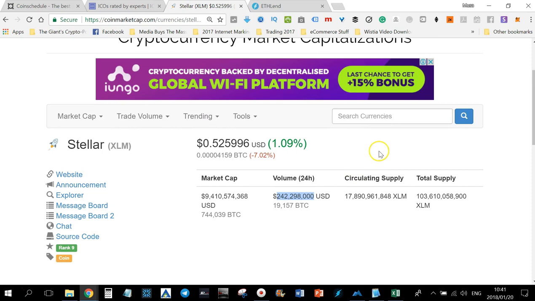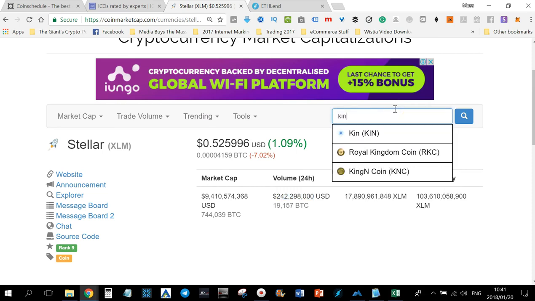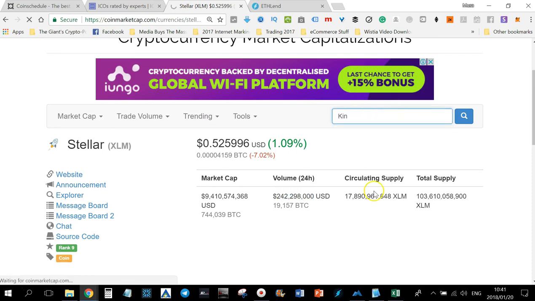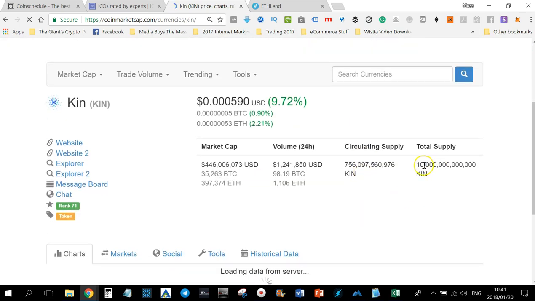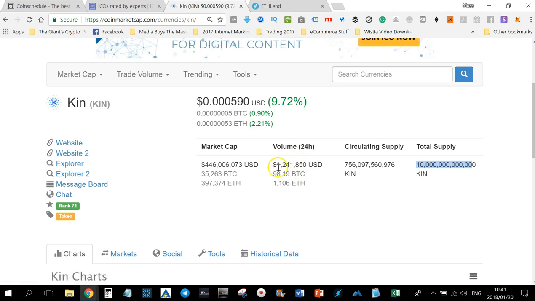But let me just look. Let's take a look at Kin. I want to show you something, right? Look at Kin. Look at the total supply of Kin, right? 10 trillion. That is too high, right? And trading volume is only 1 million actually. 1,241,850,000 in the last 24 hours.